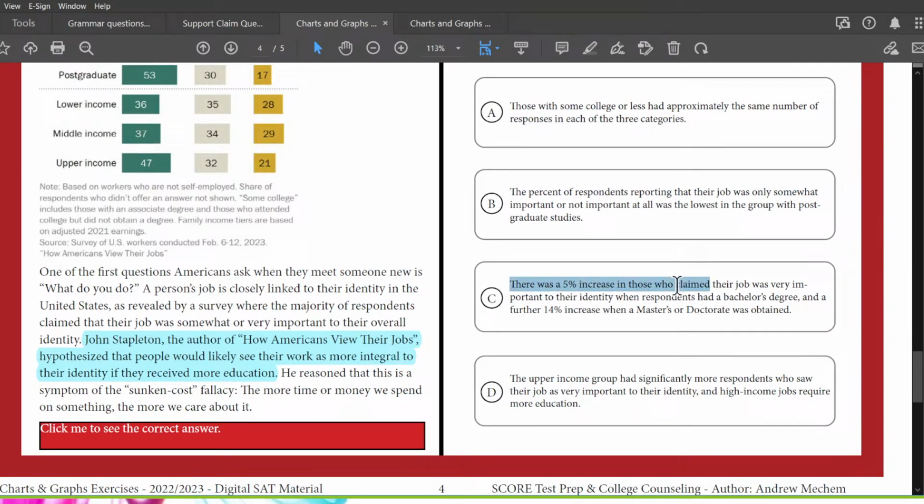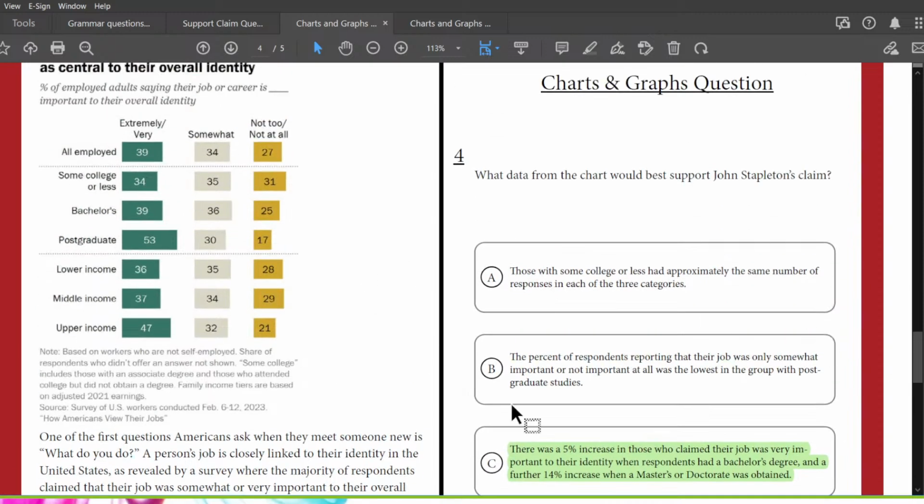There's a 5% increase in those who claim their job was very important to their identity when respondents had a bachelor's degree, and a further 14% increase when a master's or doctorate was obtained. This feels really good. If those numbers are true, I want to choose this answer because this is now showing me progression across two levels of educational attainment. It's focusing on that very important to their identity response, which is what I want.